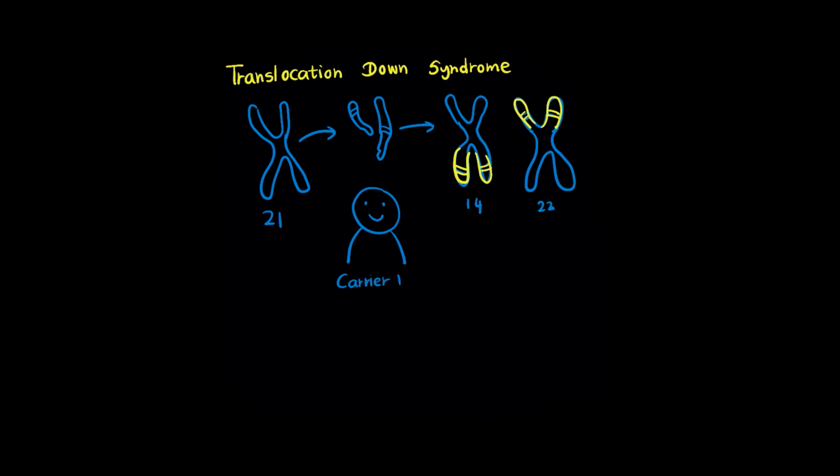The person carrying this translocation may be perfectly normal because they have the right amount of genetic material, just rearranged. But when they have children, problems arise. Their eggs or sperm might contain the translocated chromosome, plus a free chromosome 21, resulting in 3 copies of chromosome 21 material in the child.